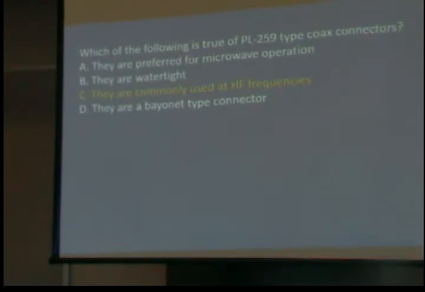Which of the following is true of the PL259 coax connectors? They're commonly used at HF frequencies. What's the frequency range for HF? 3 to 30. What's VHF? 30 to 300. It's all threes. And then UHF is 300 to 3,000.